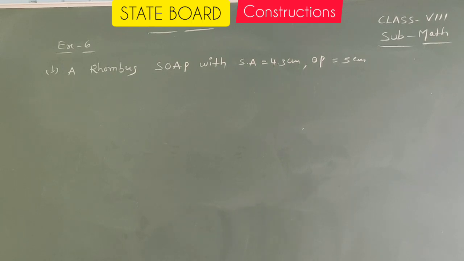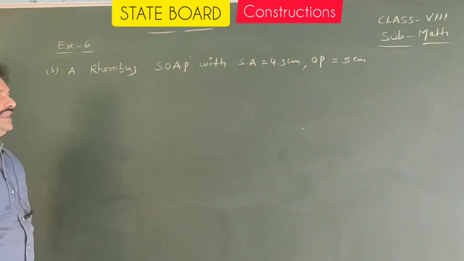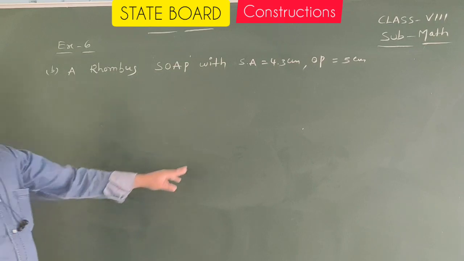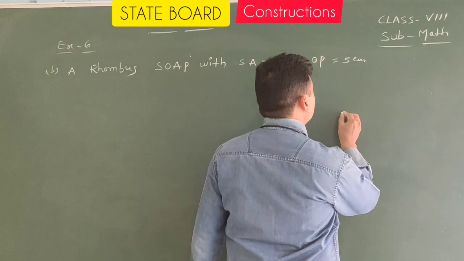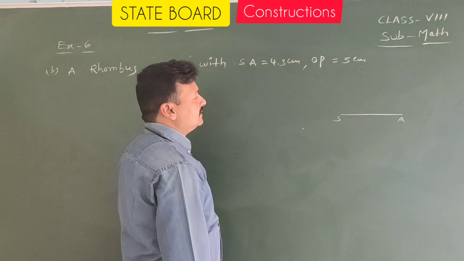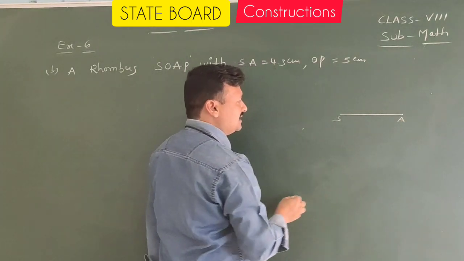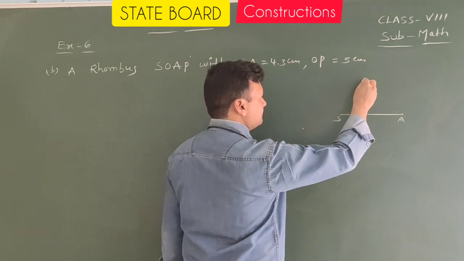Next, from exercise 6, the last exercise, a rhombus SOAP with SA equal to 4.3, OP equal to 5 centimeters. Here, if you observe, SA and OP are diagonals. So first we need to draw the diagonal SA. Then we need to draw the bisector of SA. Diagonals bisect each other, so we need to draw the bisector.